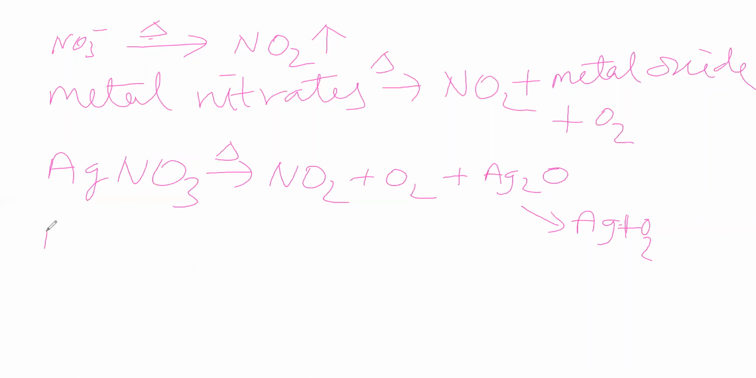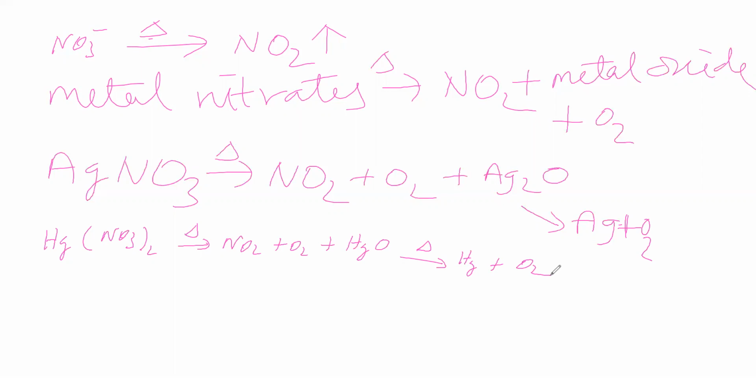Next exception is mercuric nitrate. Mercuric nitrate on heating gives NO2 gas, O2 gas and metal oxide, mercuric oxide. Mercuric oxide can undergo decomposition very easily to give what? Mercury and oxygen. So mercuric nitrate is another exception. Mercuric nitrate on dry heating gives NO2 gas, O2 gas and mercury. Why not mercuric oxide?